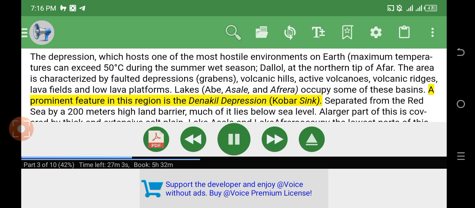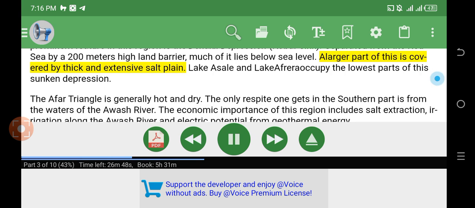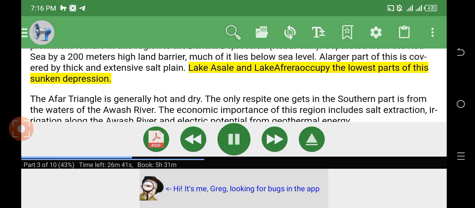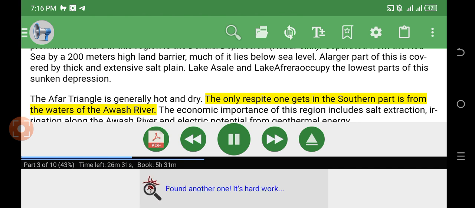A larger part of this is covered by thick and extensive salt plain. Lake Asale and Lake Afrera occupy the lowest parts of this sunken depression. The Afar Triangle is generally hot and dry. The only respite one gets in the southern part is from the waters of the Awash River. The economic importance of this region includes salt extraction, irrigation along the Awash River, and electric potential from geothermal energy.